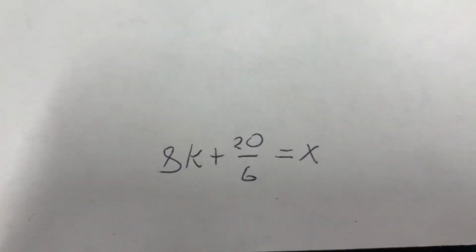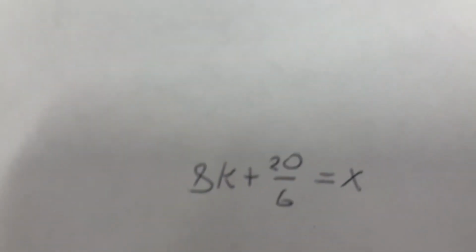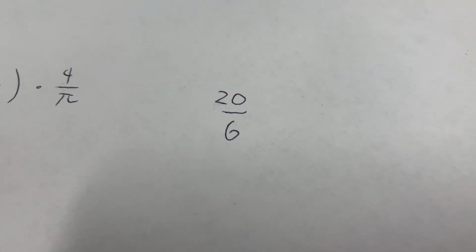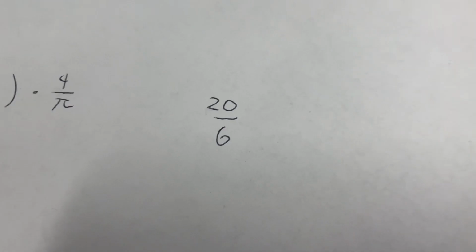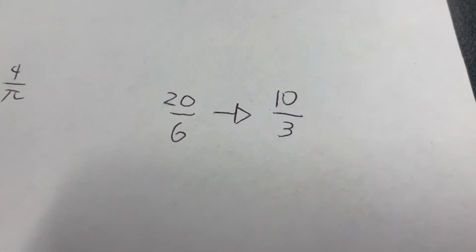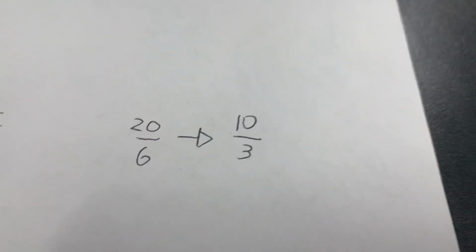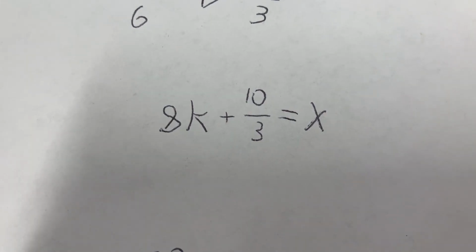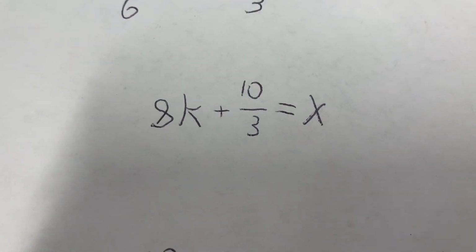Dun, dun, dun. Oh no! What is it, Aaron? Don't worry, I'll tell you. This 20 over 6 can be reduced. No way. And there you go. There's one of your answers.